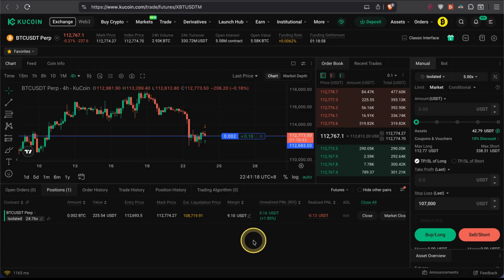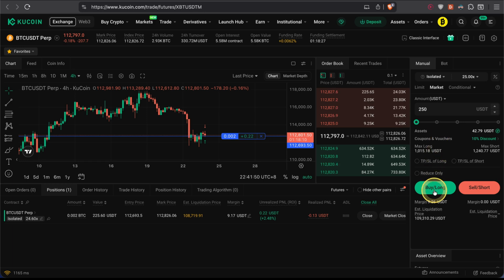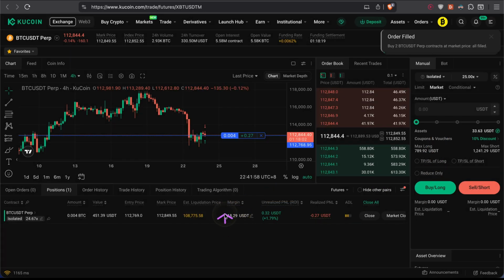To increase our position size on KuCoin, we simply go here to the right as if we would open a new trade. Make sure to also have the leverage here at the same rate as you have it in your opened trade. Right here, I'm simply going to double my position size. So let's add another $250 and then just click down here on buy long, confirm. And as you will see, now we've doubled our margin as well as our position size in here.